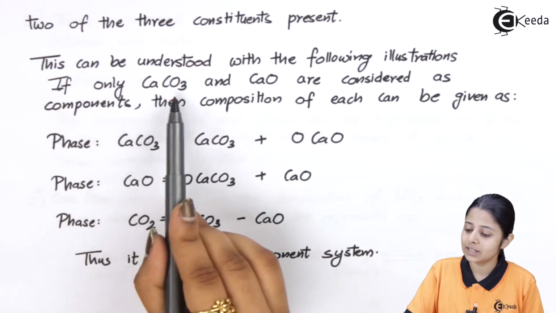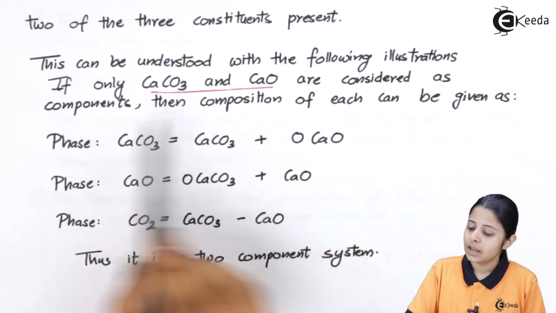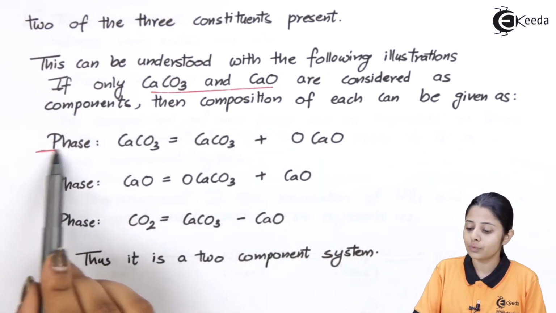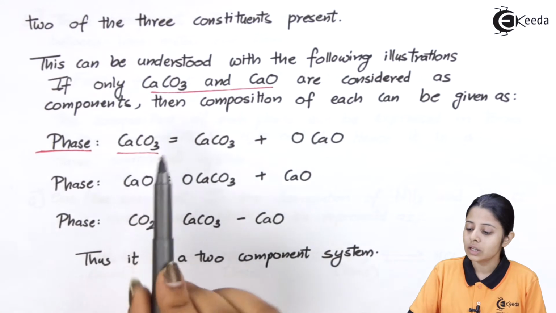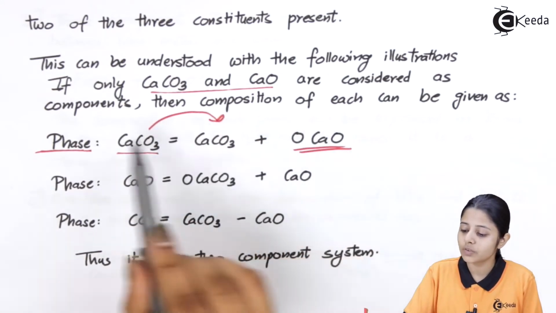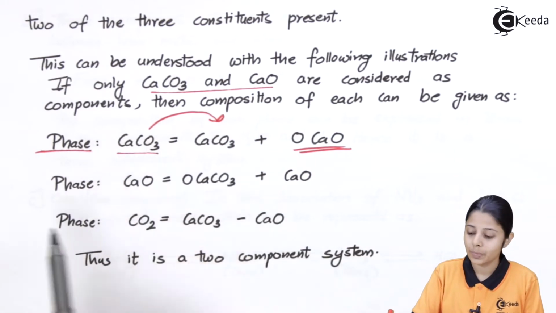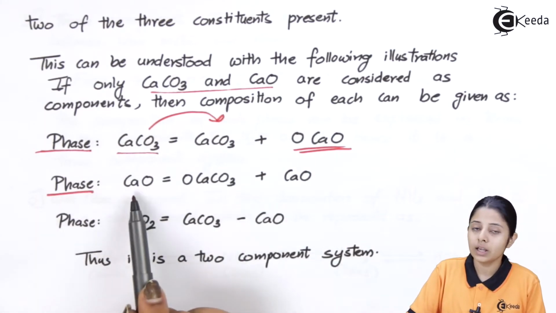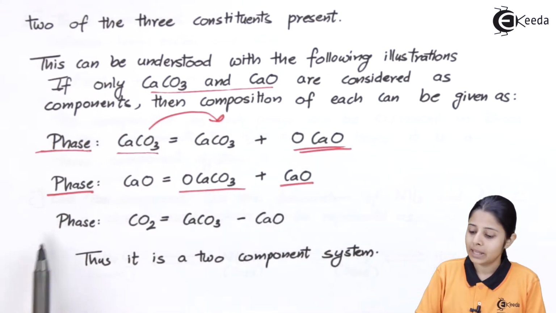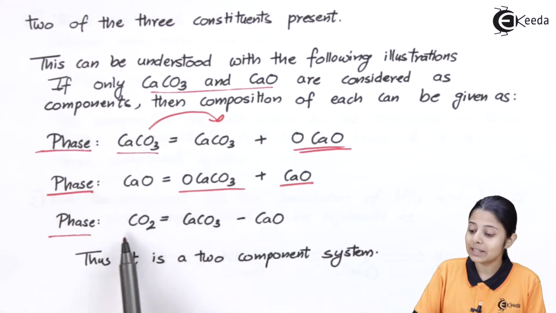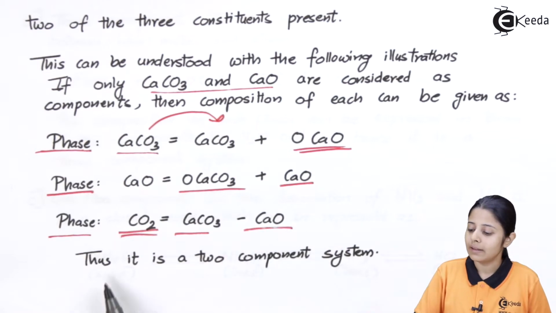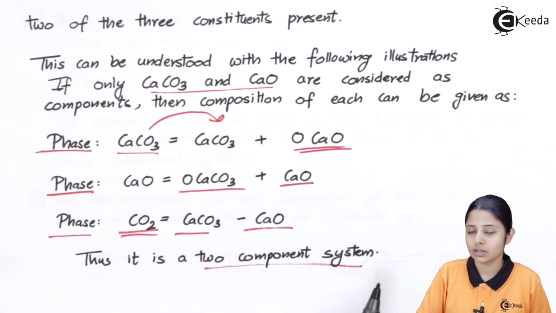If only CaCO3 and CaO are considered as components, then the composition of each can be given as follows. Now over here, let's take phase 1 of it, where I have CaCO3. This CaCO3 will give me what? CaCO3 plus 0 times CaO. Why? Because we are just considering CaCO3 over here. The second phase is CaO. CaO will give me 0 times CaCO3 and 1 CaO. Lastly, I have CO2, and this CO2 will give me both of them, that is CaCO3 minus CaO, and thus this becomes my 2 component system.